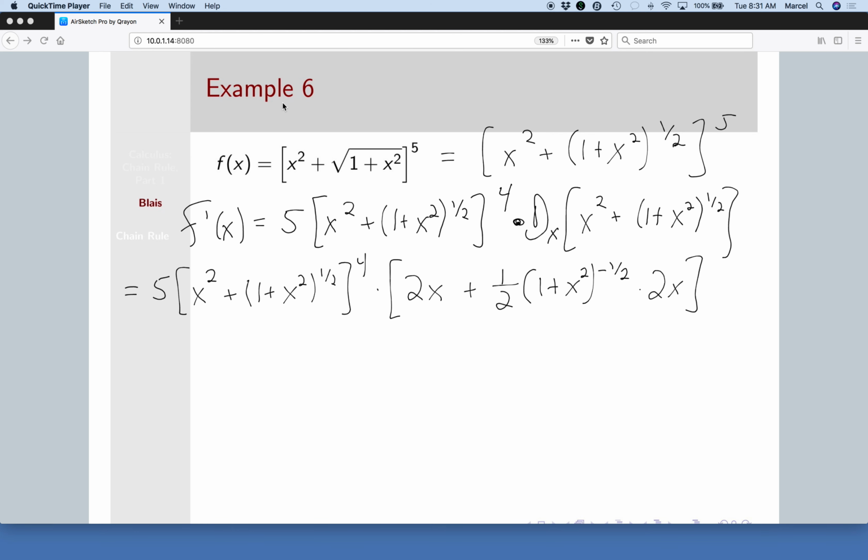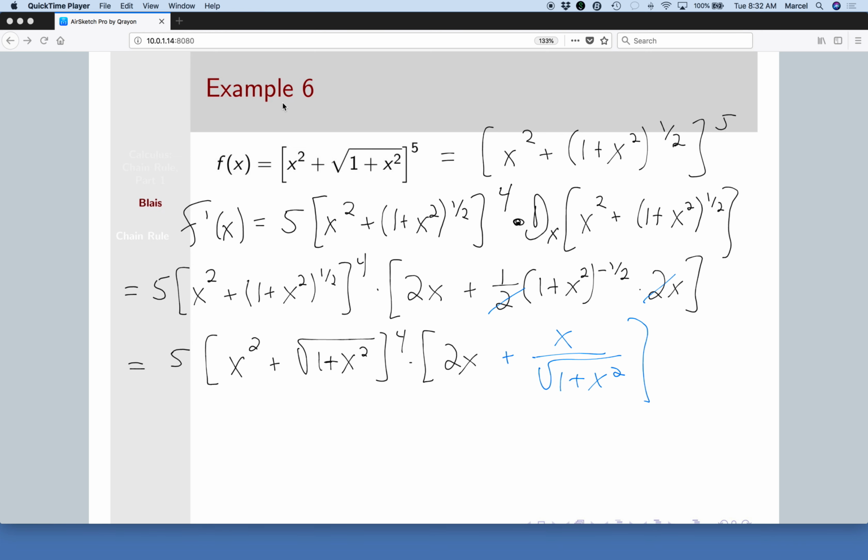And if you wanted to write this a little more cleanly, we could say 5x squared plus the square root of 1 plus x squared to the 4th times 2x. Here, the 1/2 and the 2 would cancel. We have an x in the numerator, and if we bring this into the denominator, that's a square root of 1 plus x squared. So we would get plus x over root 1 plus x squared.